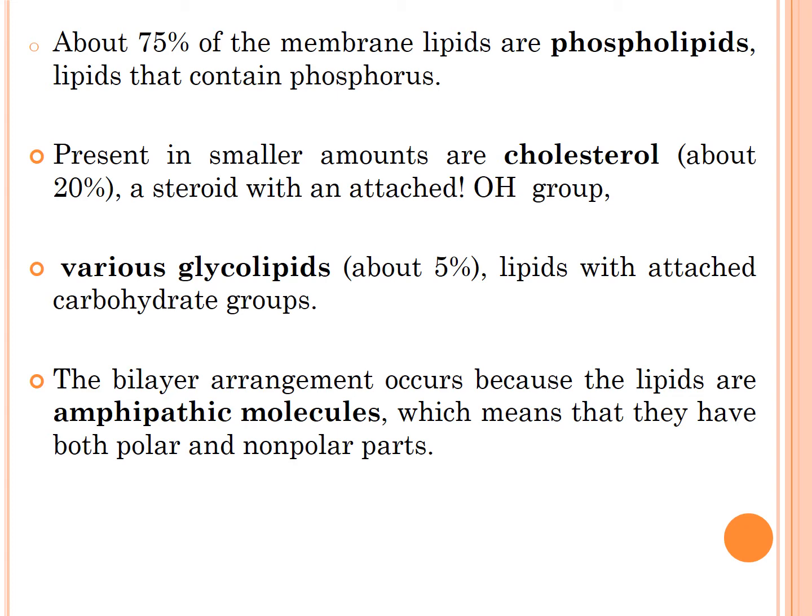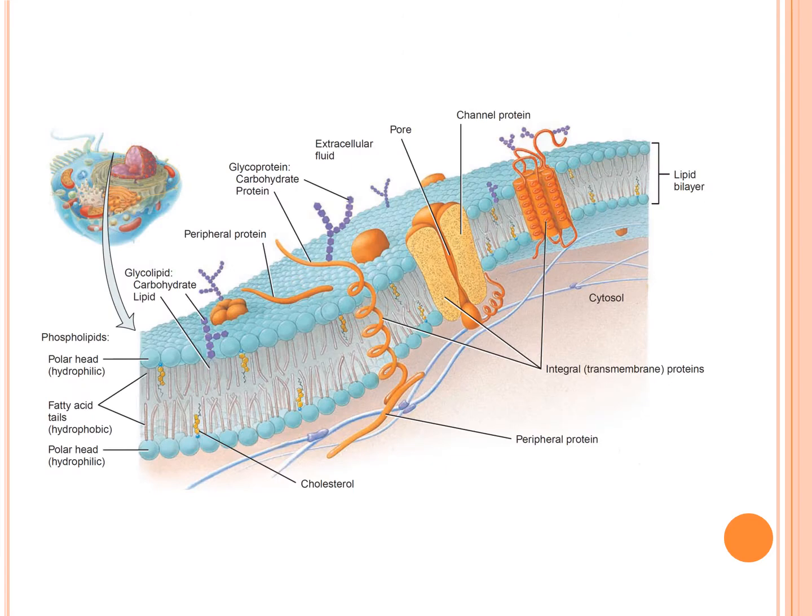The bilayer arrangement occurs because the lipids are amphipathic molecules, and amphipathic means it has both polar and non-polar parts. Here is a diagram of the cell membrane.